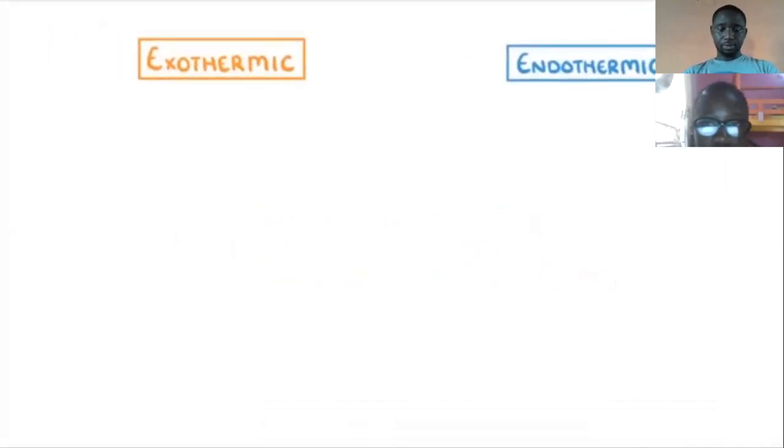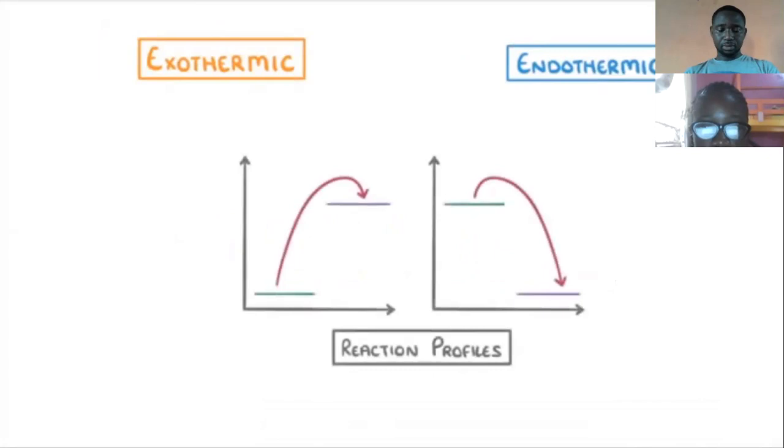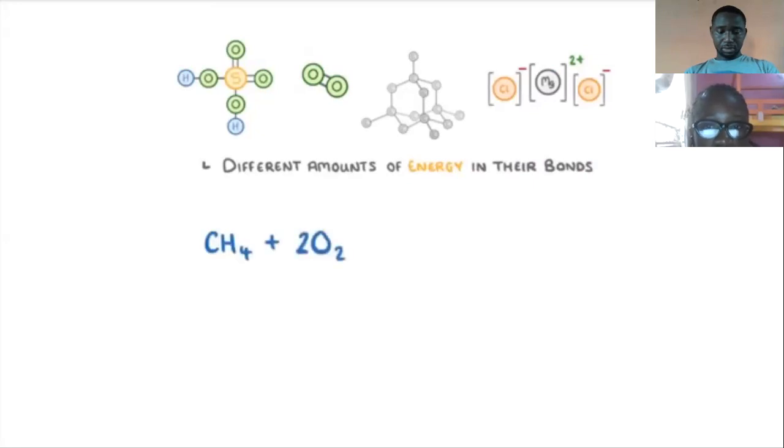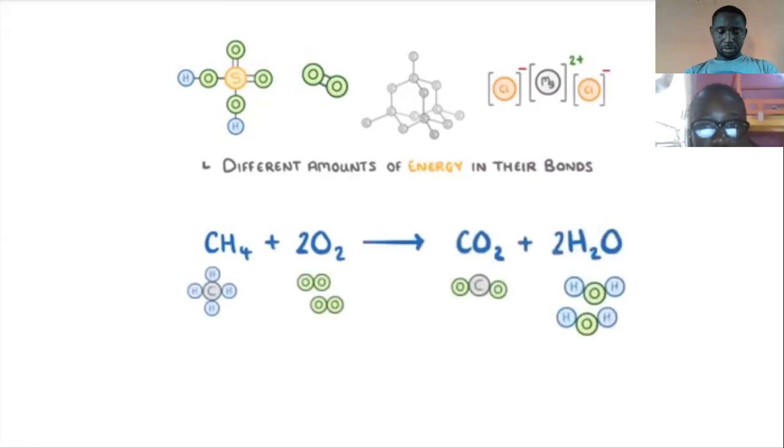In today's video, we're going to look at what exothermic and endothermic reactions are, see how we can represent them using reaction profiles, and finally, consider the importance of activation energy. The important concept to understand in this topic is that different chemicals store different amounts of energy in their bonds. For example, in the reaction methane plus oxygen to form carbon dioxide and water, each of these different molecules would hold a different amount of energy in their chemical energy stores.